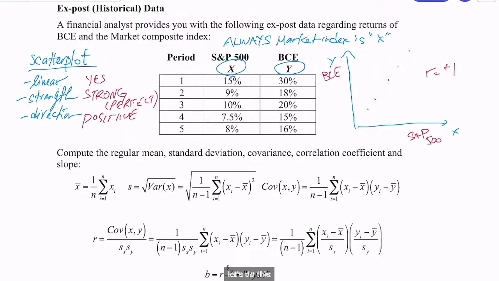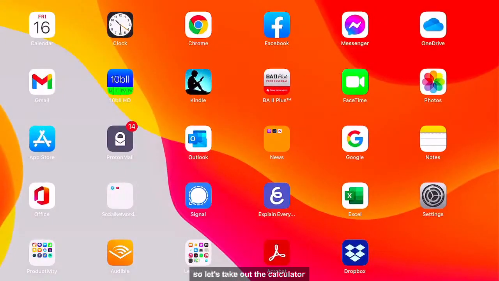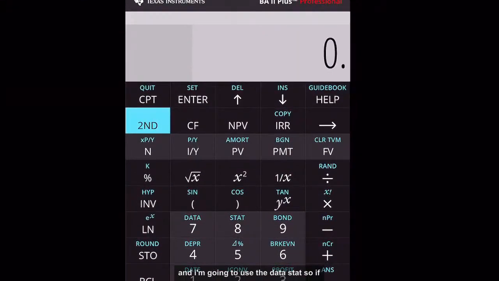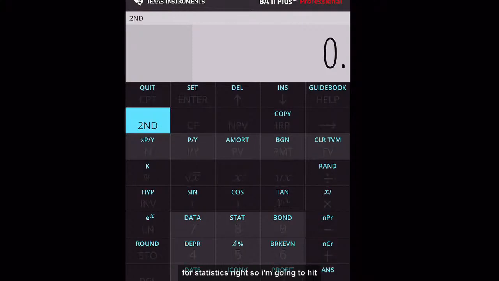Okay, so let's do this. Take out your calculators, and we're going to enter this in our calculator. And I hope you remember how to do this and you remember all the results, because I don't want you to lose sight of what's happening, okay? Because underneath everything are all these formulas here. So we're going to get all of these from the calculator. So let's take out the calculator, and I'm going to use the data stat. So if you watch the video, you learned how to use your calculator for statistics, right?